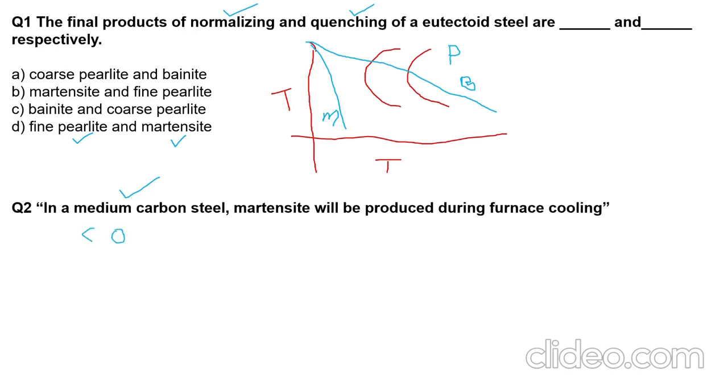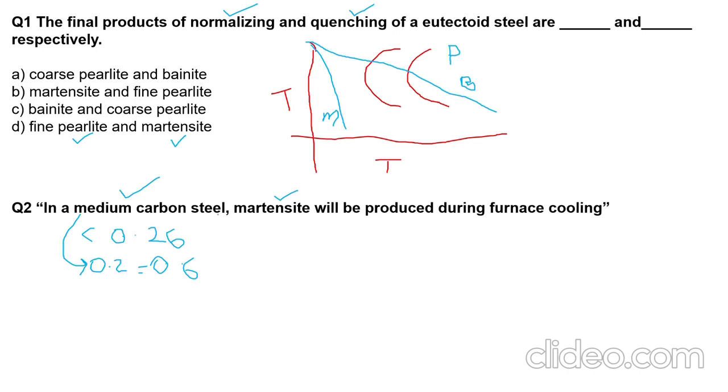When you have less than around 0.25, it is a low carbon steel, but if it is around 0.25 to 0.6, it is a medium carbon steel. So we are talking about these types of steels. It is saying that in a medium carbon steel, martensite will be produced during furnace cooling. So first thing is that martensite will always be formed when you have a faster cooling rate. The furnace cooling is a very slow cooling rate, so the martensite will not be found.